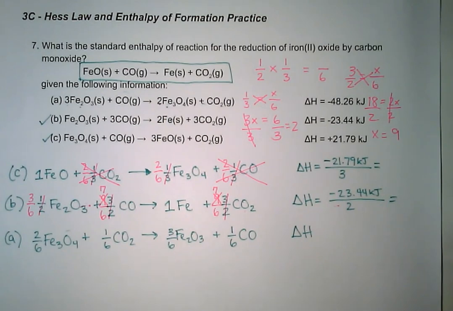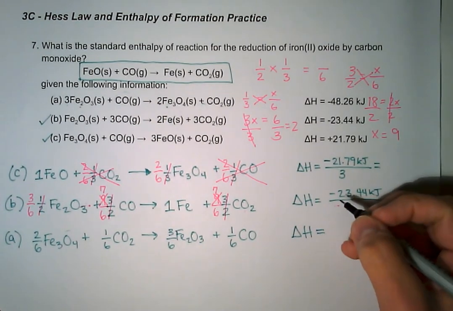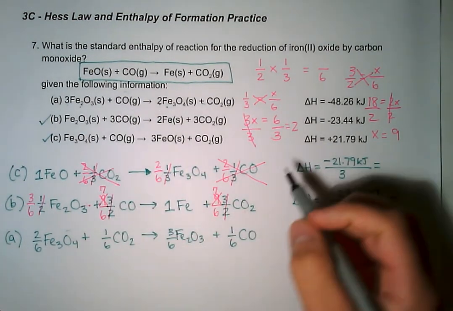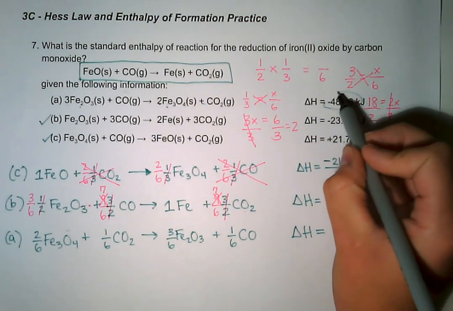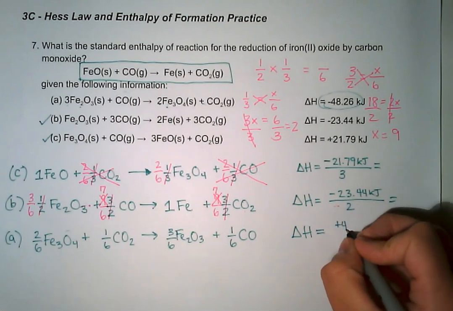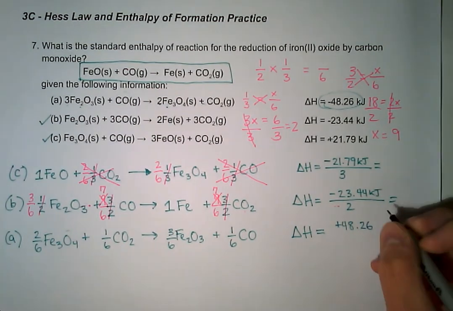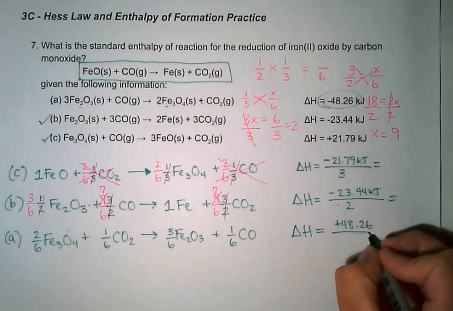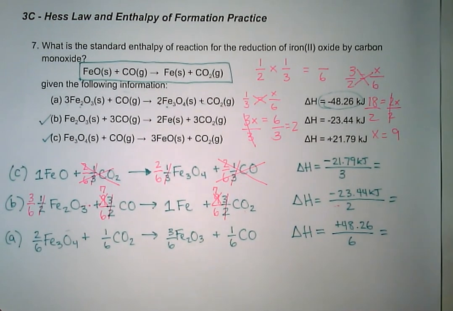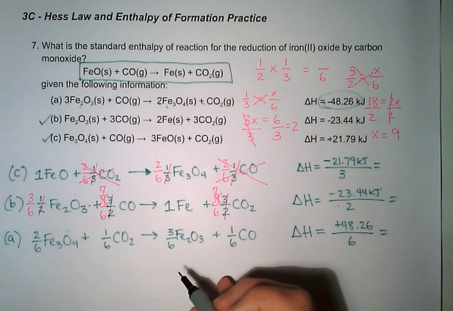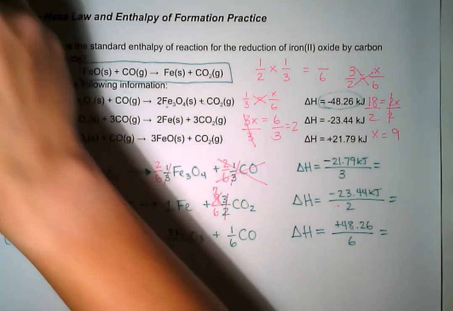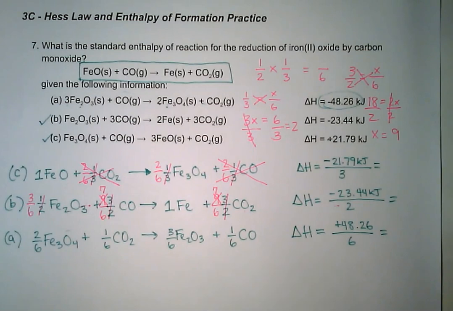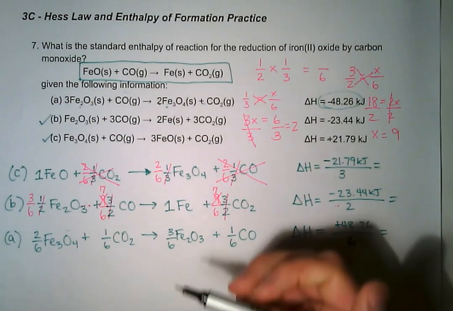So now we need to change our delta H value. We flipped the reaction around, so we need to reverse the sign, make this a positive 48.26. And then we also need to divide by 6. So that should give us our final delta H value in a second. I'm going to get a third color here because we've kind of gone a little chaotic with the fractions. So let's look at what we have left.